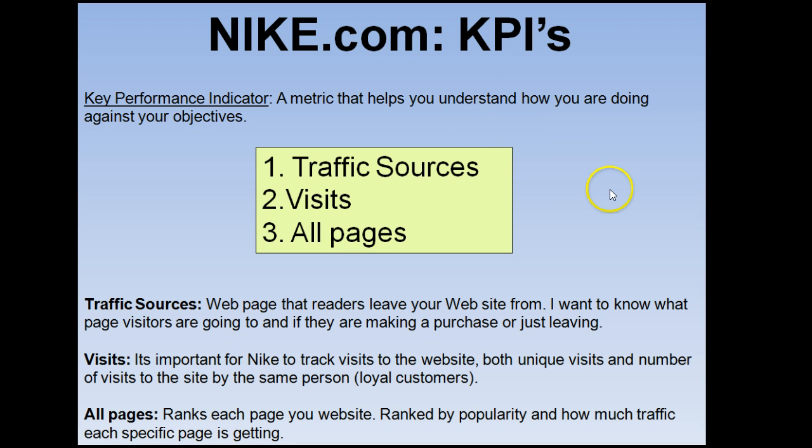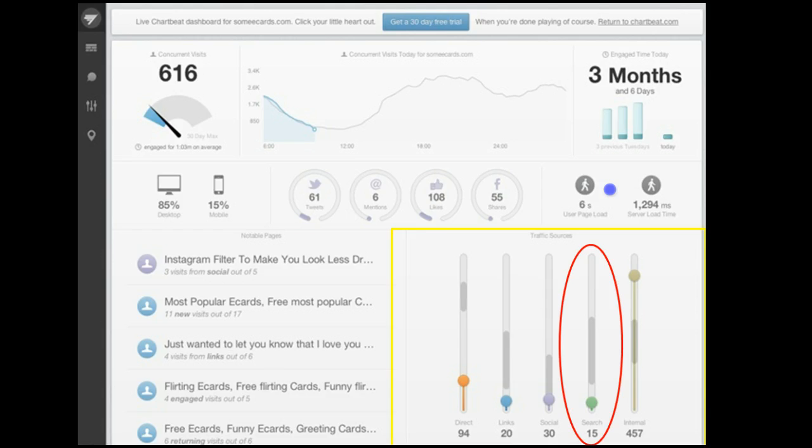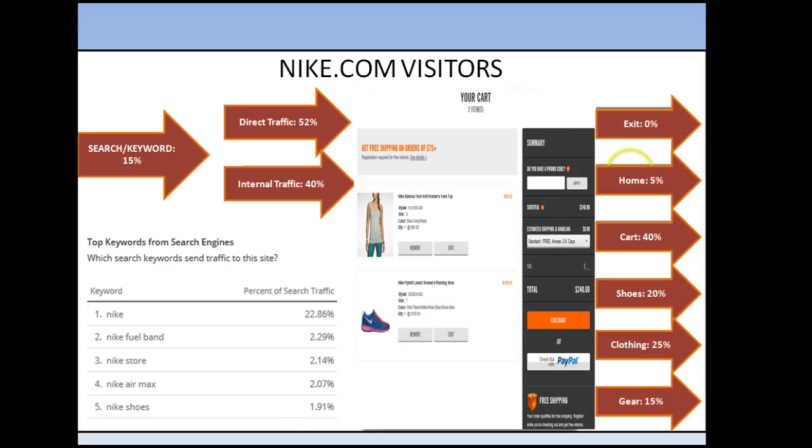So I apologize for this being a little bit long, but I hope this was helpful, and I hope you can kind of see and follow along where, just going back to here, where people are going and where people are finding the page, and how they're accessing the site.